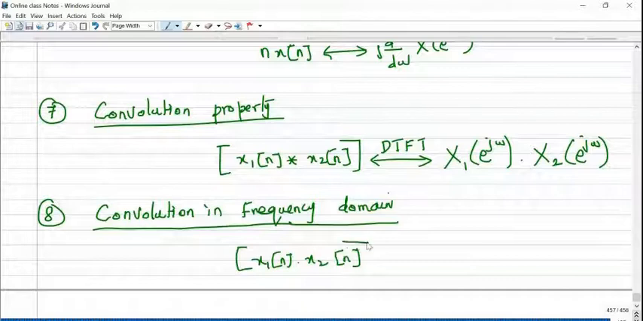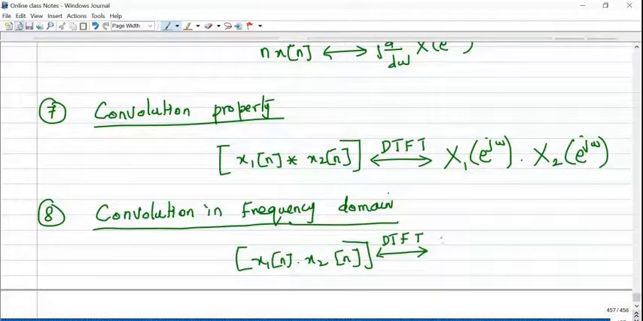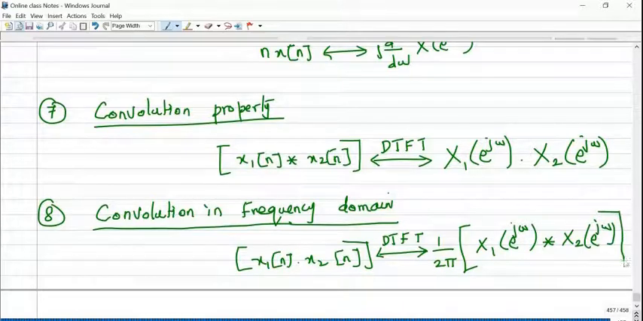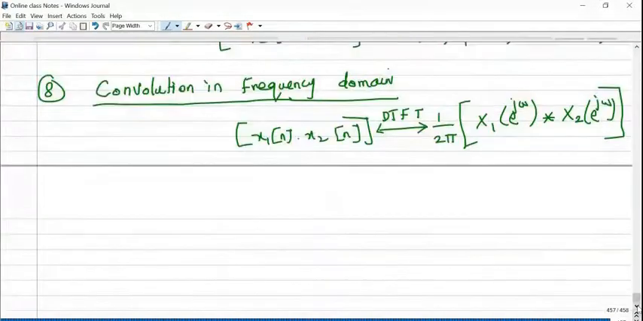Now if we apply the DTFT, the result is convolution in frequency domain: 1 divided by 2 pi, X1 of e power j omega convolution with X2 of e power j omega. So, convolution property, multiplication property, or convolution in frequency domain property.